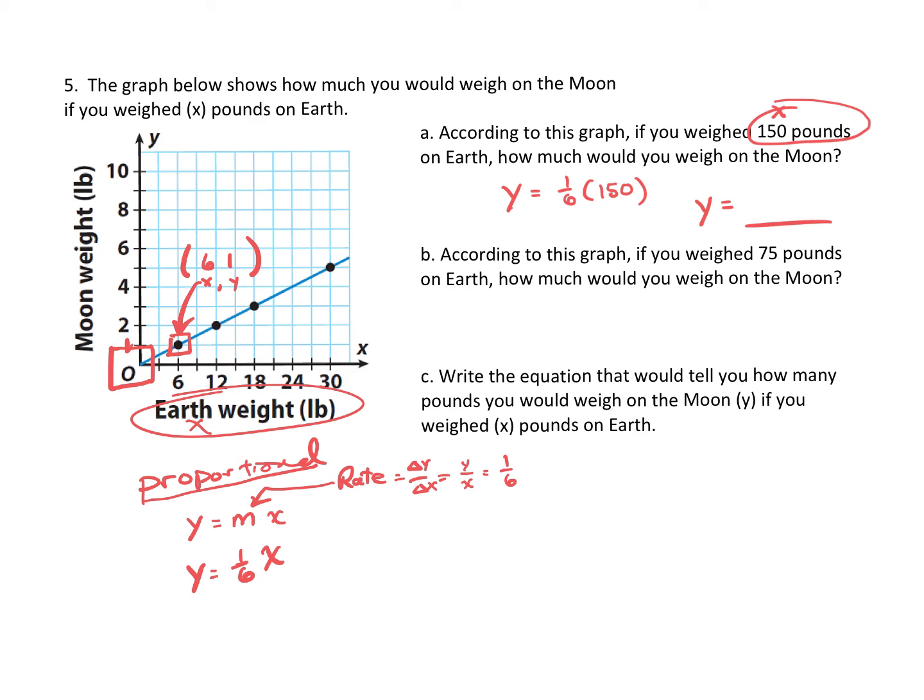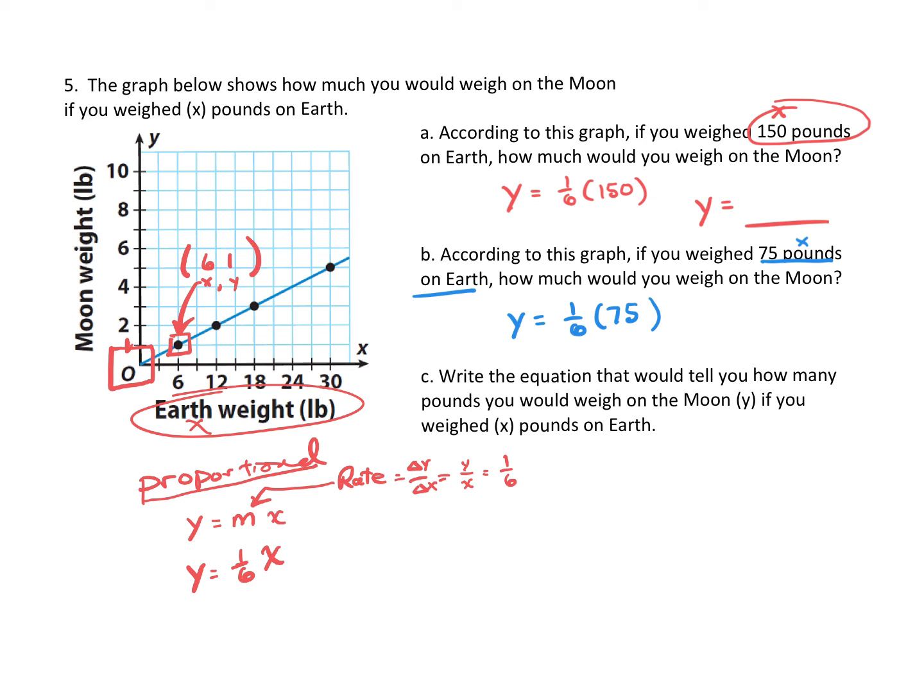According to this graph, if you weigh 75 pounds on the Earth, how much would you weigh on the moon? This is a similar problem. 75 pounds on Earth, that's our x. So x is 75. We could do the same thing that we did before. y equals 1 over 6 times 75.